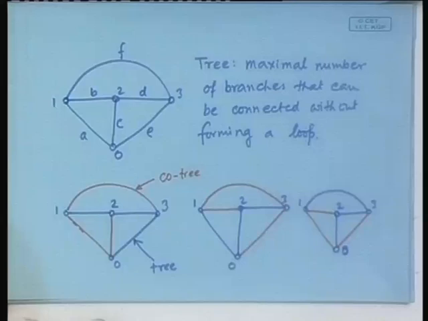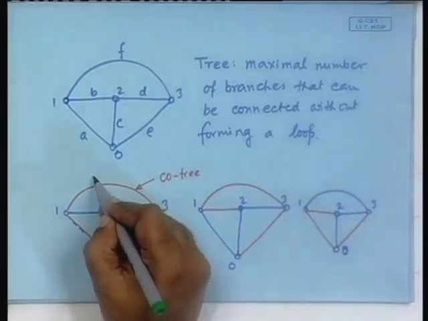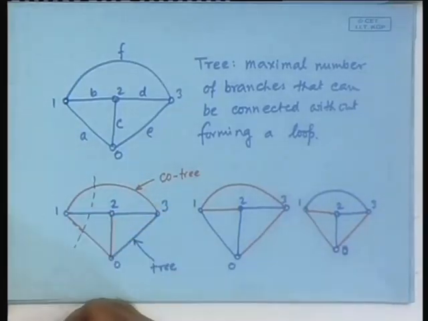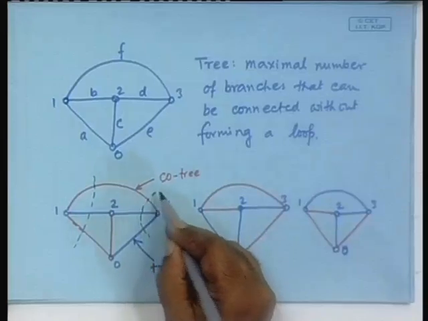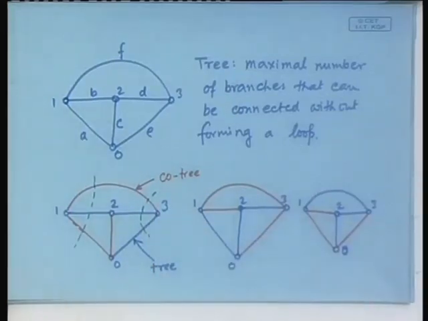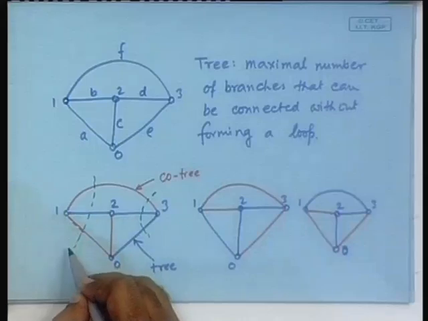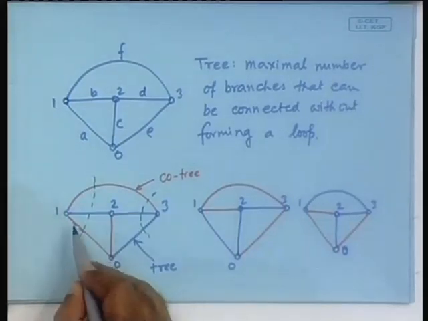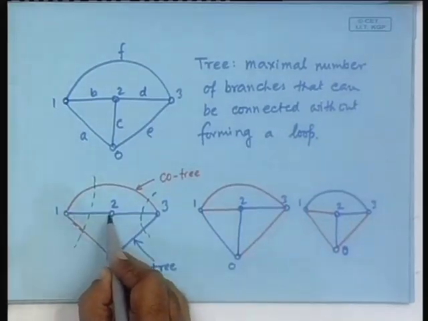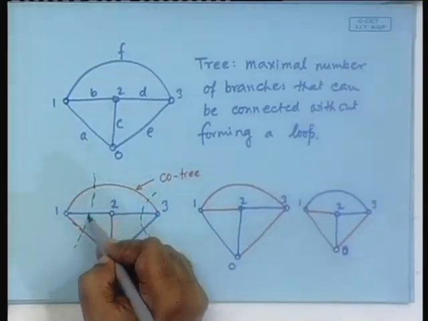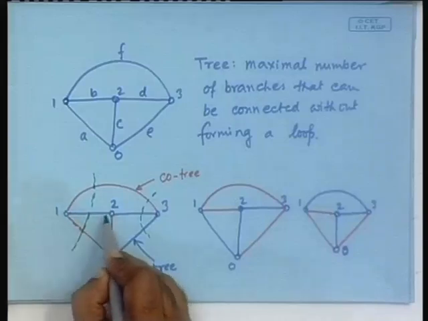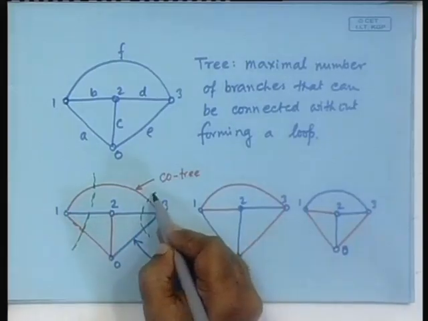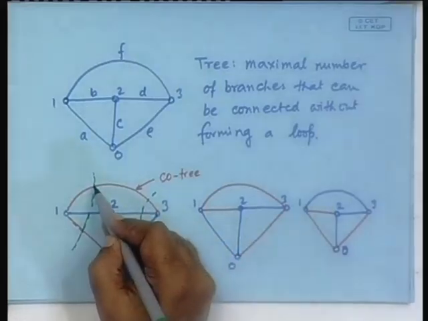Now, you can apply cut sets on this. Let us do it in a different color. We can apply a cut set like this, we can apply a cut set like that, and so on and so forth. Now, there is a specific definition. If I can identify a cut set that cuts only one tree branch, then it is a basic cut set. So, here we have cut it in such a way that it cuts only one tree branch. So, it is a basic cut set, while this is not. So, this is a basic cut set.